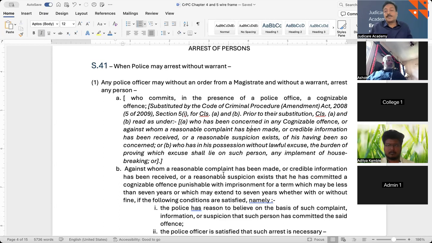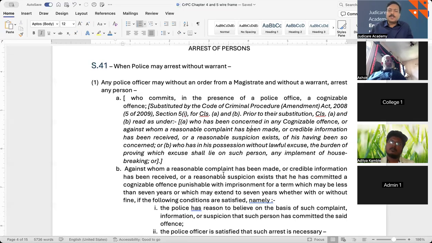And this is something which was added as per the Amendment Act, because prior to this the wordings were different. It said, who has been concerned in any cognizable offense, or against whom a reasonable complaint has been made, or credible information has been received, or a reasonable suspicion exists of his having been so concerned. This was the earlier wording, which mostly helped the police to not do anything, because the police could come back and say this is a very complex clause, and that they had not been informed or did not have reasonable suspicion. Also, who has been in possession without lawful excuse, the burden of proving which lies on him. This was very complicated earlier, you can read it, but now it is very straightforward.